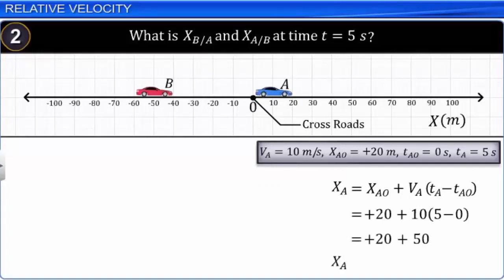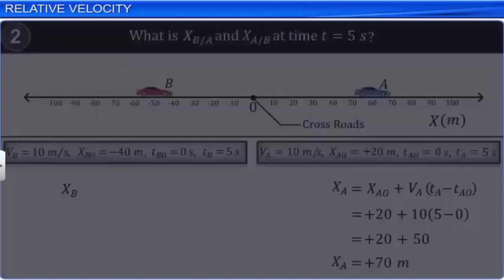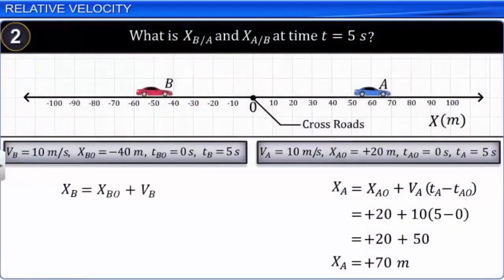Calculating for XB, here VB is equal to 10 meters per second. XBO is equal to minus 40 meters. TBO is 0 seconds and TB is equal to 5 seconds. XB is equal to XBO plus VB into (TB minus TBO). On substituting and simplifying, we get XB equal to plus 10 meters.